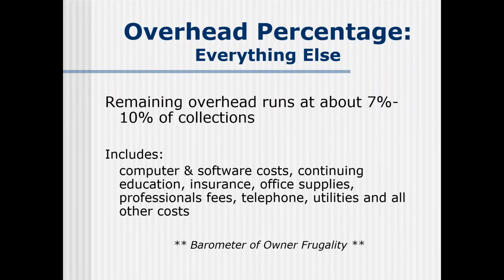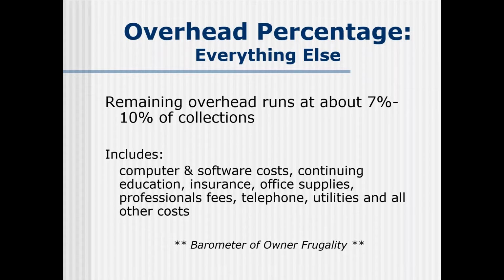Okay, lastly, you have everything else. And this everything else category is what we call the barometer of owner frugality. Some of our clients are really frugal and they don't spend a lot of money on anything. They spend as little as possible and they're happy doing it that way. And other clients can't control themselves and they just spend. And this number ends up being high.